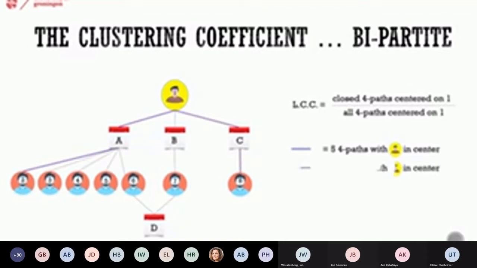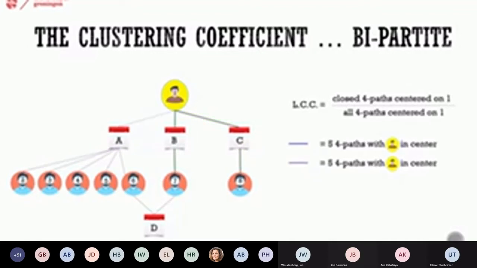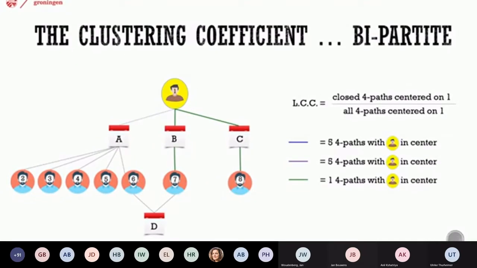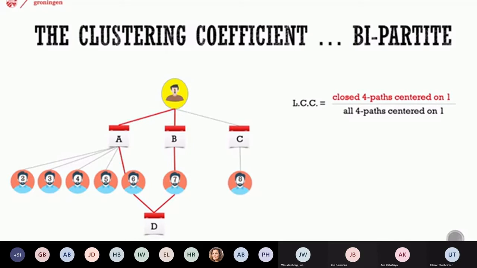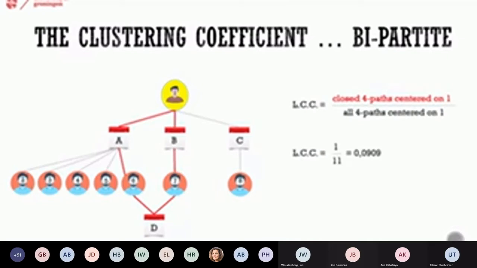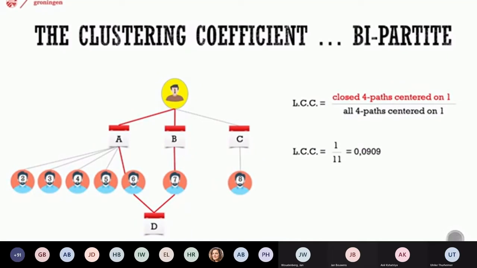Now, the same you can do for the purple one, which goes via C. You also have 5 with 1 in the middle. And there is one more, the green one. So you have in total 11 4-paths, and there is actually only one closed path, which you now see highlighted in red. So in this case, the local clustering coefficient is 1 over 11.